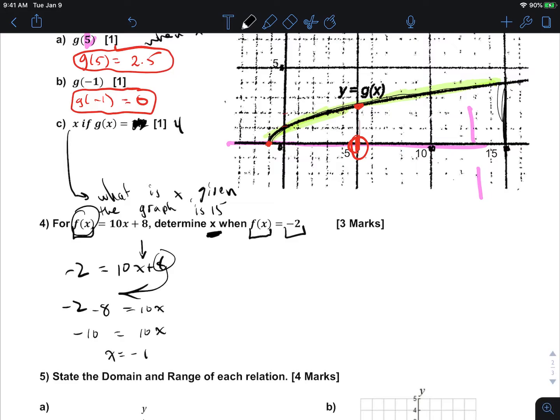x equals -1. How would I check that? Plug it into the original. If I take this, x equals -1, and I put it in right there, I should get -2 back out.